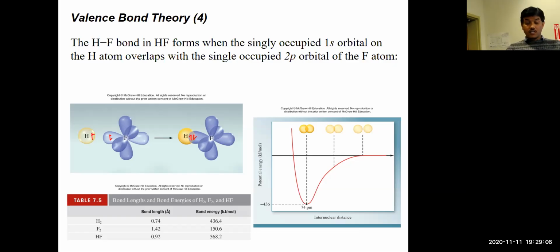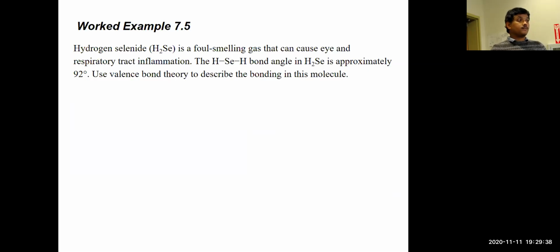And is the bond stable? Let's look. When the HF bond is formed, it has a bond energy of 568, which means it is highly stable, even more stable than H2 and F2 alone. So HF is formed because, instead of staying as individual hydrogen and fluorine atoms, HF is connected by overlapping the hydrogen 1s orbital with the fluorine 2p5 orbital, and it is shown to be more stable in the form of a molecule. All right, let's work on this last problem in this section.